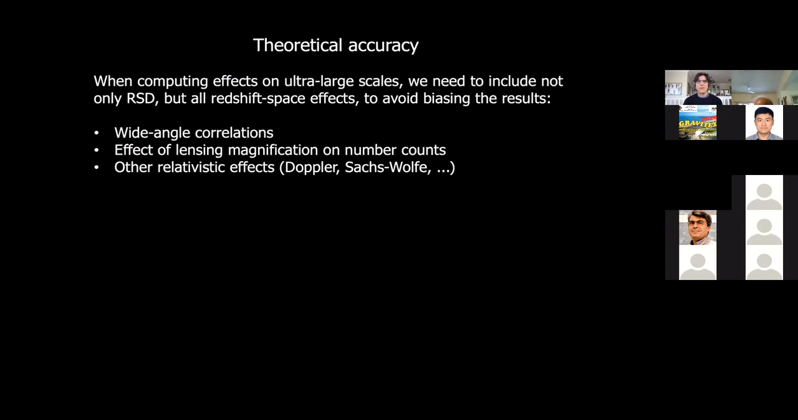So in order to have theoretical accuracy as opposed to precision, precision is the size of your errors, the accuracy is the correctness of your model. Are you taking into account all the theoretical effects, forgetting the experimental effects, but all the theoretical effects that you need to take into account in a very large survey? So in summary here, the effects we need to take into account: wide-angle correlations, lensing magnification effects on number counts, and other relativistic effects, including particularly Doppler effects.